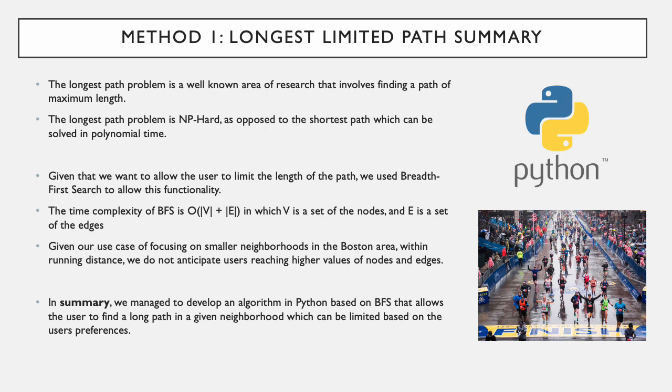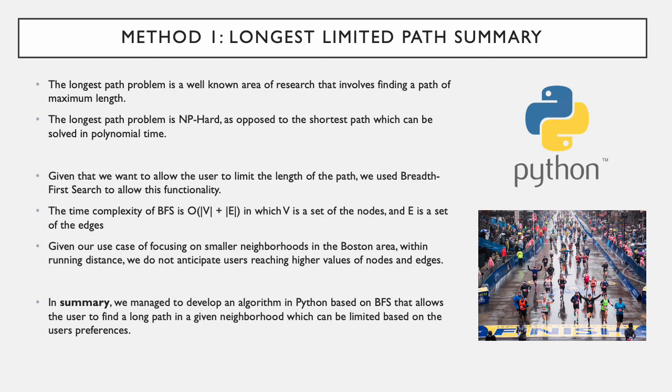The longest path problem is a well-known area that involves finding that maximum length given a particular graph network. This problem is an NP-hard one, as opposed to the shortest path, which can be solved in polynomial time. Given that we want to allow the user to limit the length of the path, we use the BFS algorithm to enable this functionality. Keep in mind that the time complexity of BFS is O(V + E), in which V represents the set of nodes and E represents the set of edges.